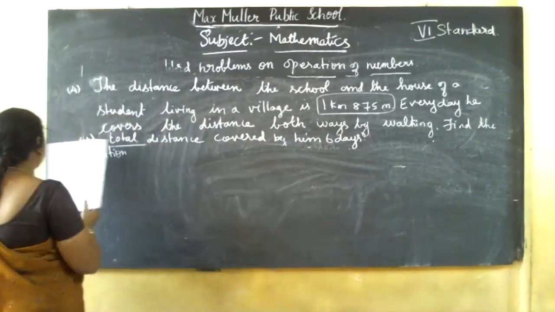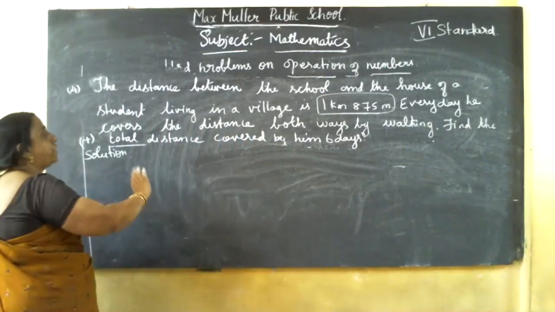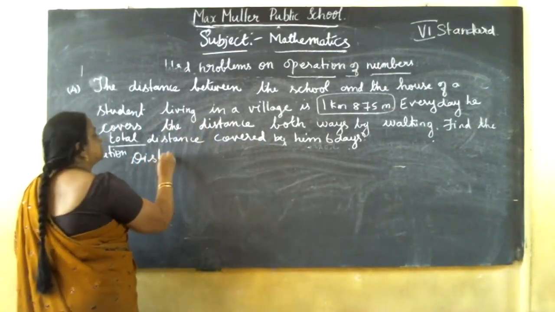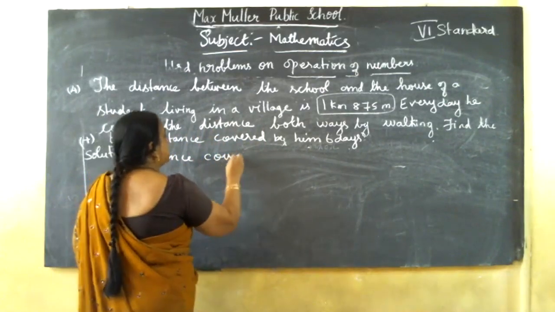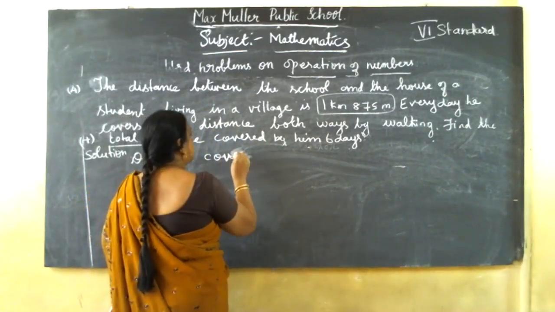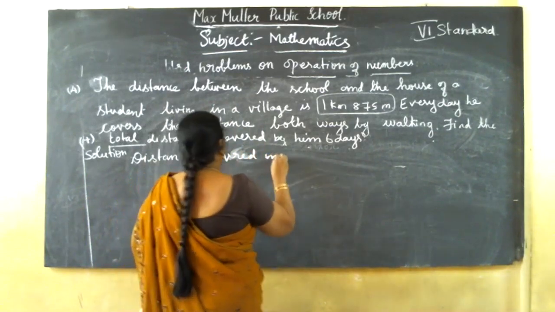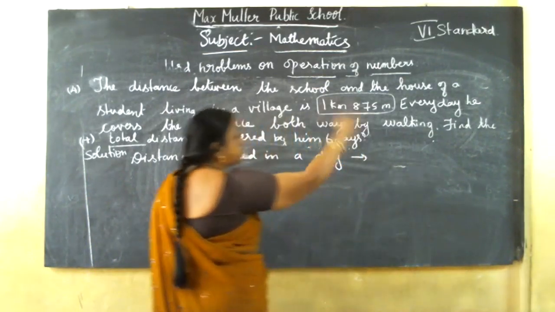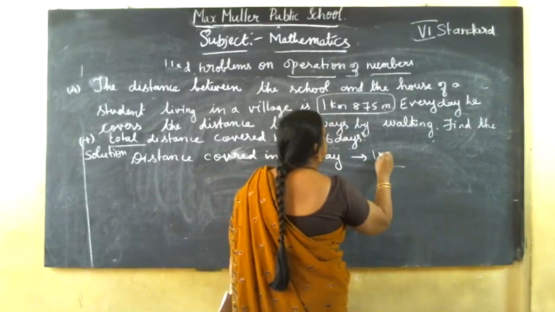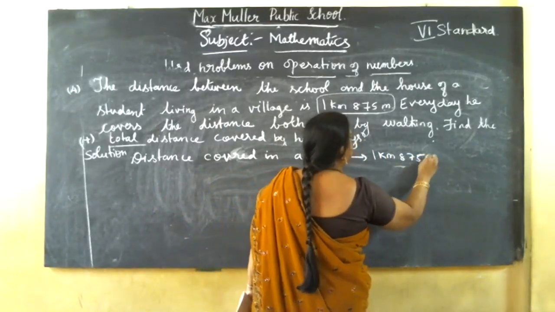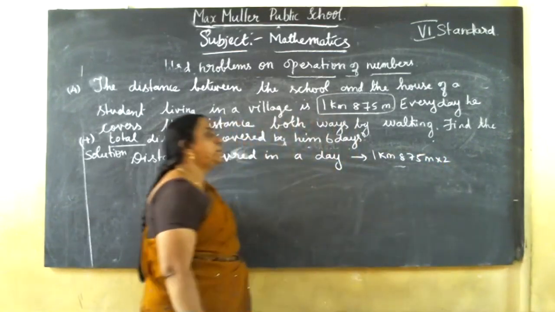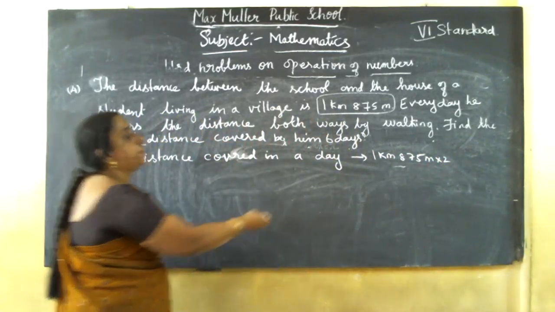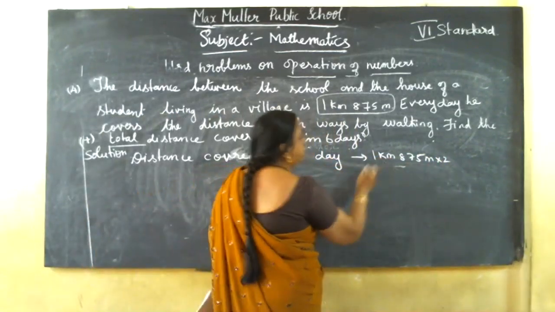First statement is: distance covered in a day. First we'll find how much in one day. School to house, house to school, how much he covers. So distance covered in a day. In a day means one day. So house to school, school to house. So you should multiply this 1 kilometer 875 meters into 2. If you multiply into 2, you will get the answer. You can also add again and multiply, both are the same.